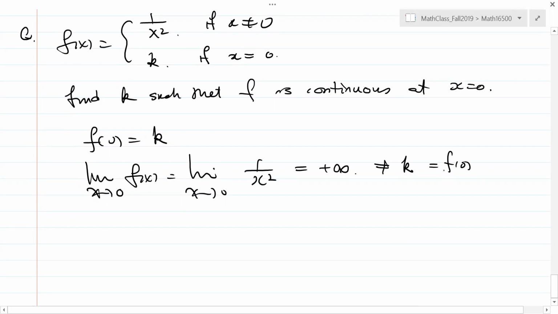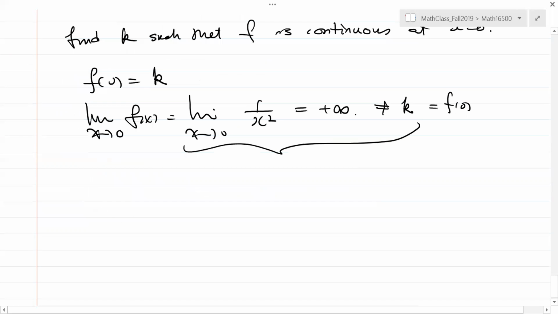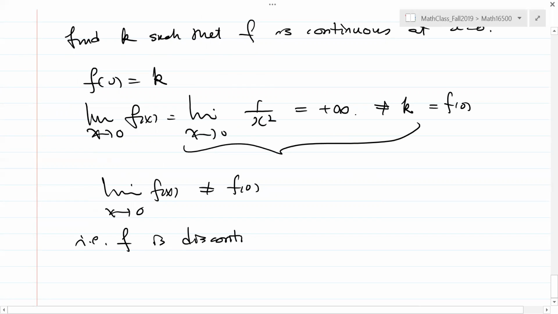So in other words, if you remove the part in the middle, you will see that the limit is not f of 0, right? That means f is discontinuous at 0. Because if it's continuous at 0, this equality holds. The above equality does not hold.